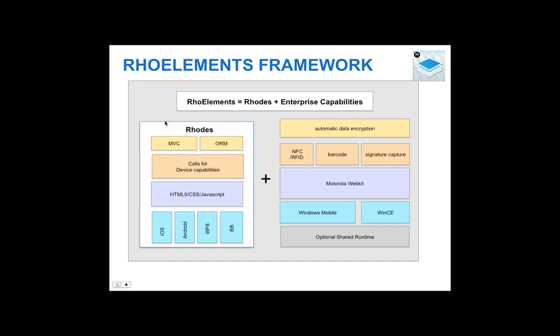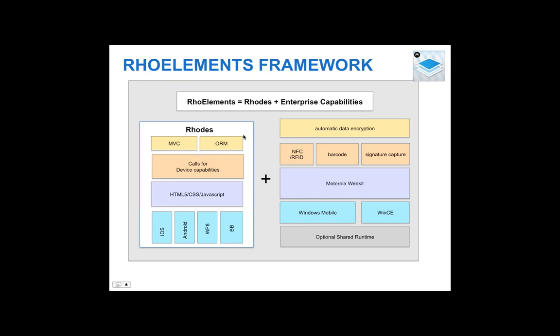Rhodes is the open source subset of Rho Elements. It has the model view controller pattern, the object relational mapper, calls for device capabilities, HTML, CSS, and JavaScript. And then it is worth highlighting the OS support. We have iOS, Android, Windows Phone 8, BlackBerry. We will not be supporting Windows Phone 7 in the future, although it's in there. We of course have already dropped support for Symbian. We also have support for automatic data encryption.